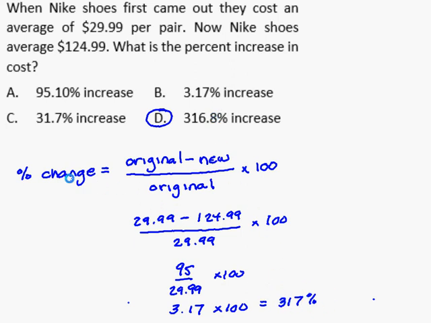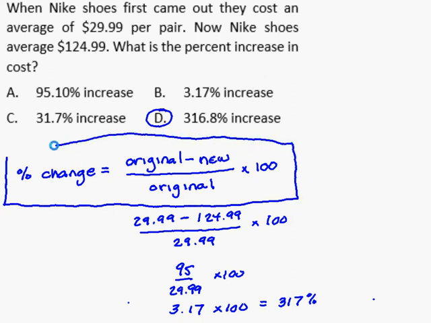All right, so you're going to need to know this formula when you get to your SOL test. So make sure you remember this formula. It's basically the difference between the two divided by the original number that it started with. And then just to turn it into a percent, you multiply it by 100. Okay?